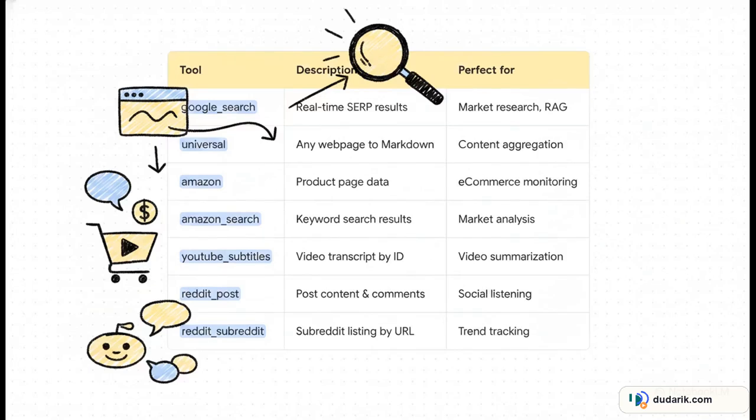This table breaks down those 7 superpowers beautifully. Your agent can now do a Google search and get real-time results. It can use the universal tool to grab the content of any web page and instantly turn it into clean Markdown. It's even got specialized tools for Amazon, for pulling subtitles straight from YouTube videos, and for digging into Reddit posts or entire subreddits. This is the heart of what makes the agent so much more capable.